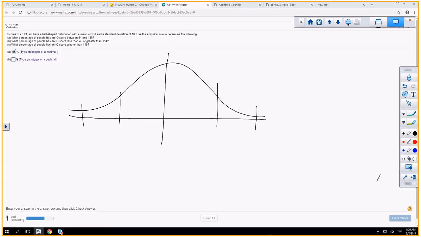Mean is 100. And the standard deviation is 18. So go ahead and set up your curve. Set up your curve. Don't do anything else. Just set it up with the percentages and set it up with the z-scores.